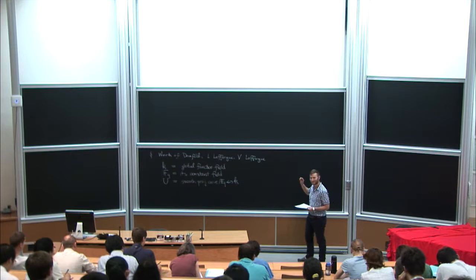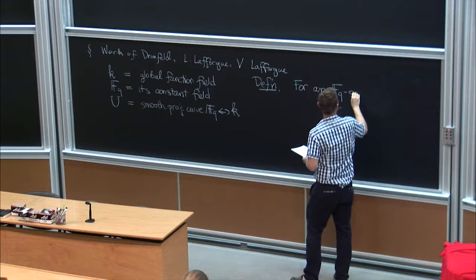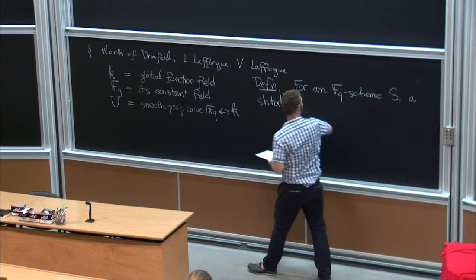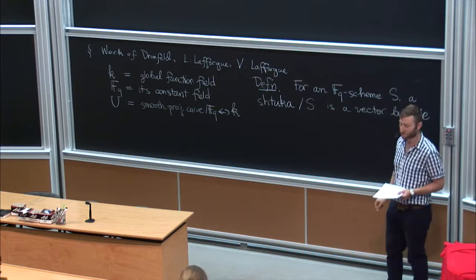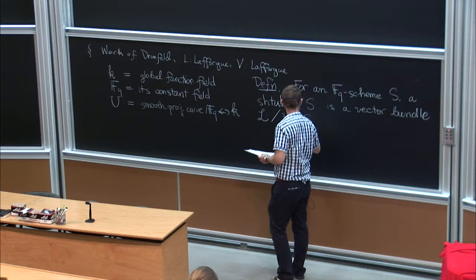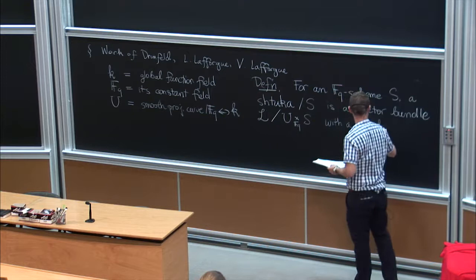So here it is. It's a relative notion. You need an F_q scheme S. All right, so this definition won't be perfectly precise, but I don't want to give you lots and lots of notation. So let's say a stuka over S is a vector bundle, so a locally free module over the structure sheaf, and I'll call it L, and it lies over the product U cross S. And this product is taken over spec F_q. Together with a morphism, so it's a Frobenius semilinear morphism from L to L, which I'm going to call phi_L.